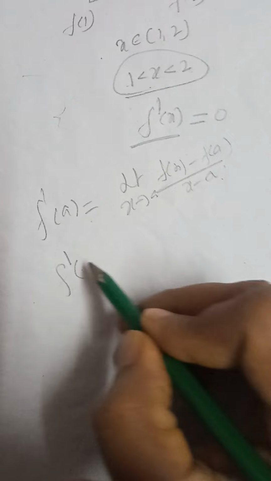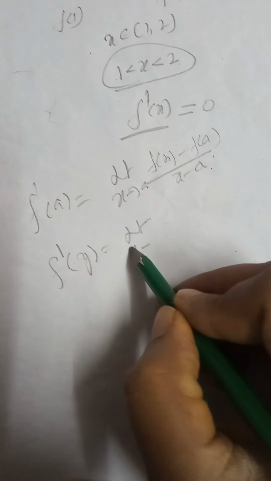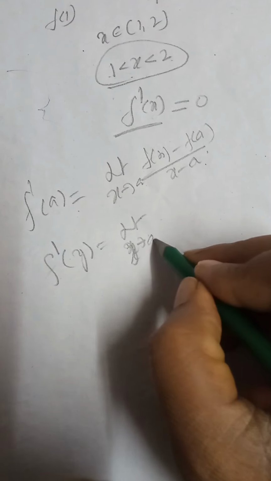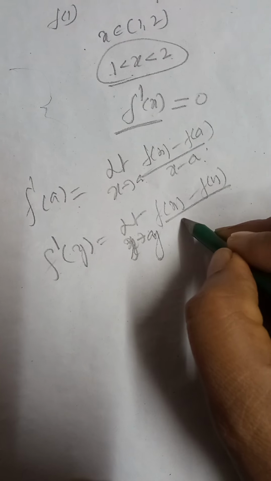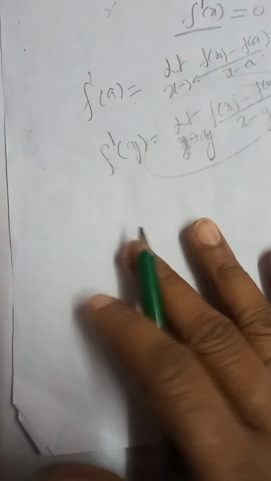Suppose you want to find f dash of y, then what will you write? As x tends to y, f of x minus f of y by x minus y. This is the definition.